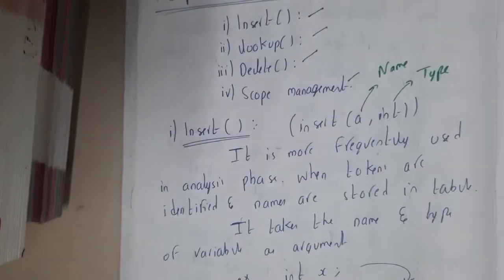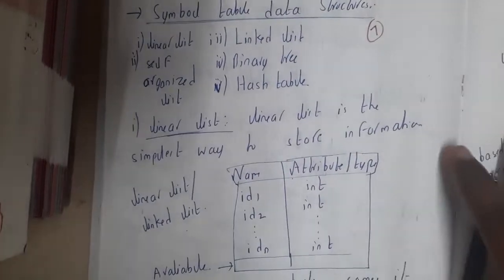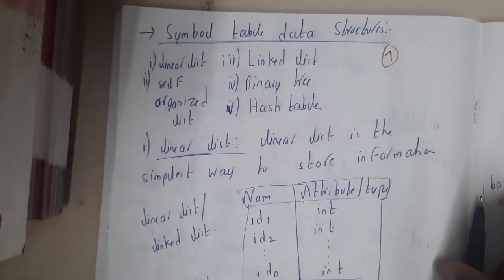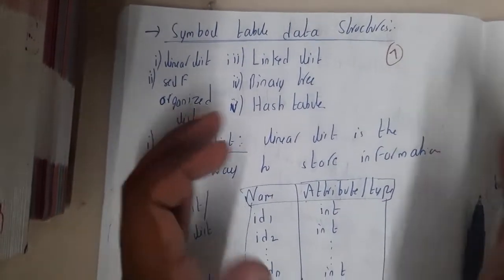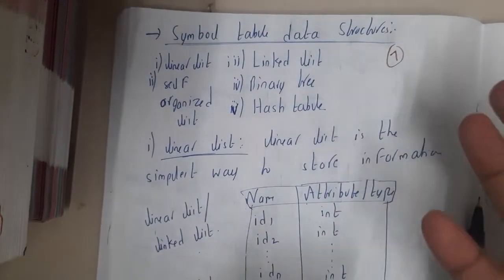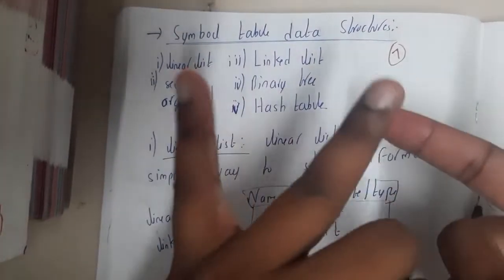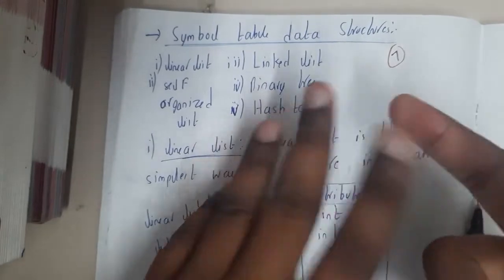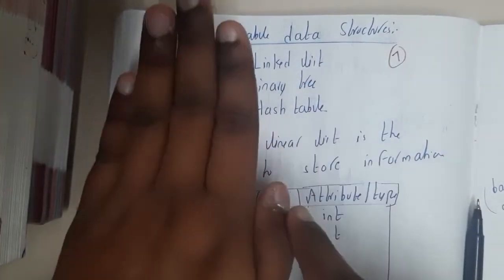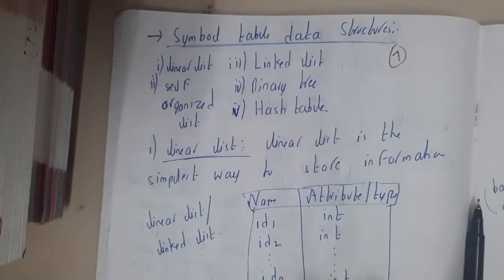Okay. So I hope everyone got some basic idea about operations. In the next lecture we'll be discussing symbol table data structures. So how you can store these things in your storage, right? Using a linked list, self-organized list, linear list, binary tree or hash table. Okay. So these are the 5 representations which we'll be discussing in our next lecture.